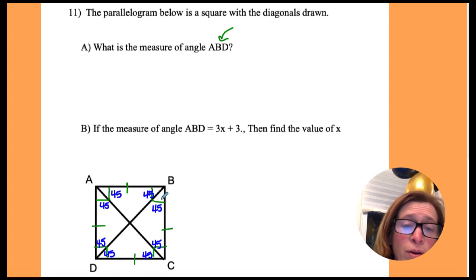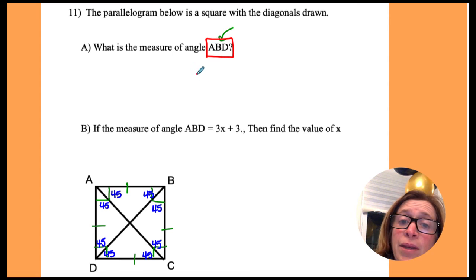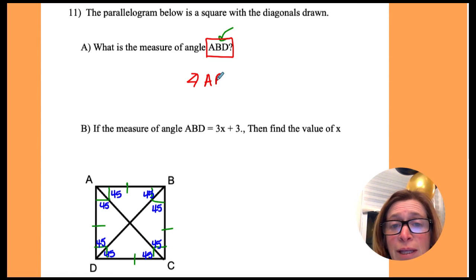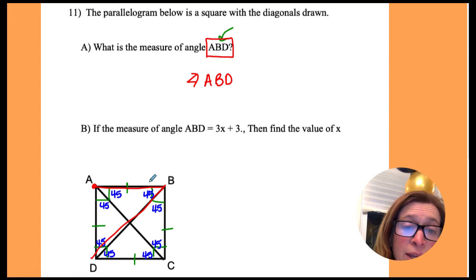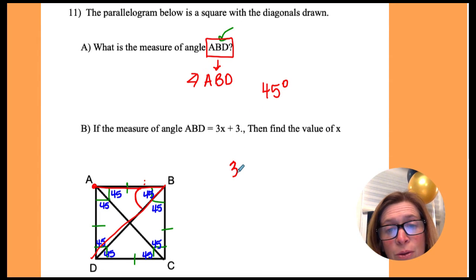Do you have to draw them all in? No, but you have to know it. And it said angle ABD. At this point, you guys aren't really carefully looking at your angles. You start at A, you go to B, and then you go to D. So the angle at the vertex is B. So this is my angle, so it would be 45 degrees. Then it says if the measure of angle ABD is 3x plus 3, find x. So then 3x plus 3 equals 45 degrees. And so we solve.